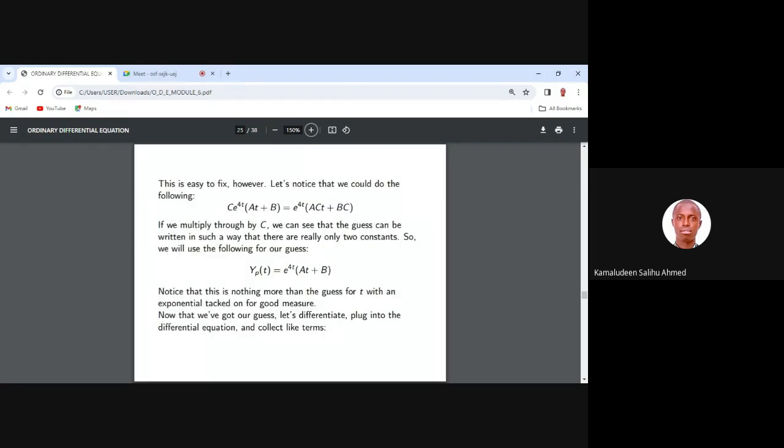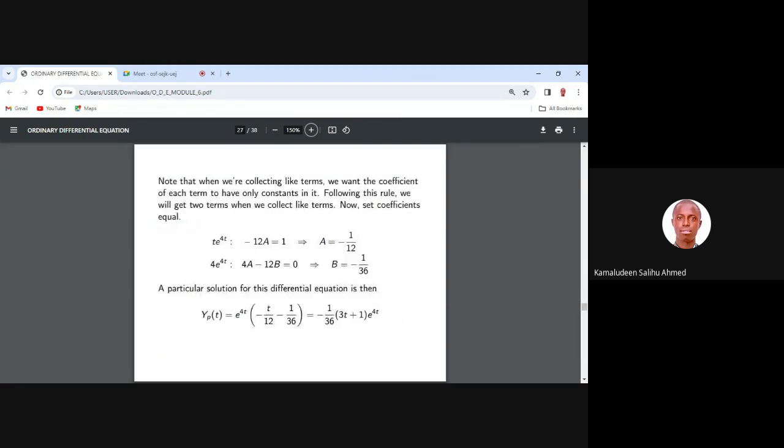Yes, into your y of t, and we have it equal to exponential 4t outside. Then look at it here, exponential 4t outside. Then the value for your a, you put it there, minus that b here. When you take the LCM, you have what you have here, negative 1 over 36 into 3t plus 1. That's when you take the LCM and you factor it out, then exponential 4t.